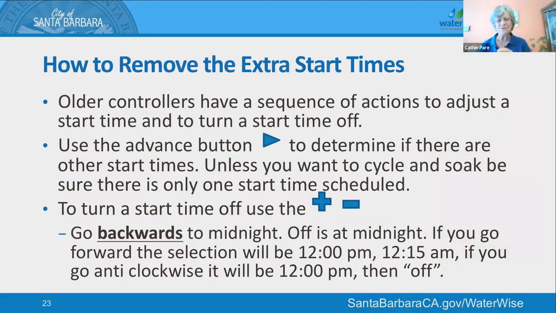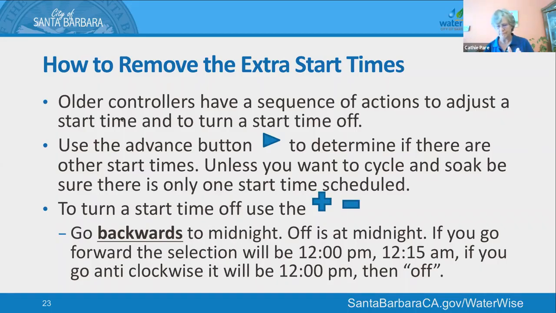You can push either one of those and you'll go forward or you go backward, but it always goes in a big circle. So you push the forward button and you're going to get a number 2, which will say start time number 2. If you only want your sprinkler station, that zone, to come on one time, you should only have one start time. It might say off, which is great. Use the advanced button, go to start time number 3 and start time number 4 and make sure there are no times scheduled. What I see very, very often is that there'll be a start time.